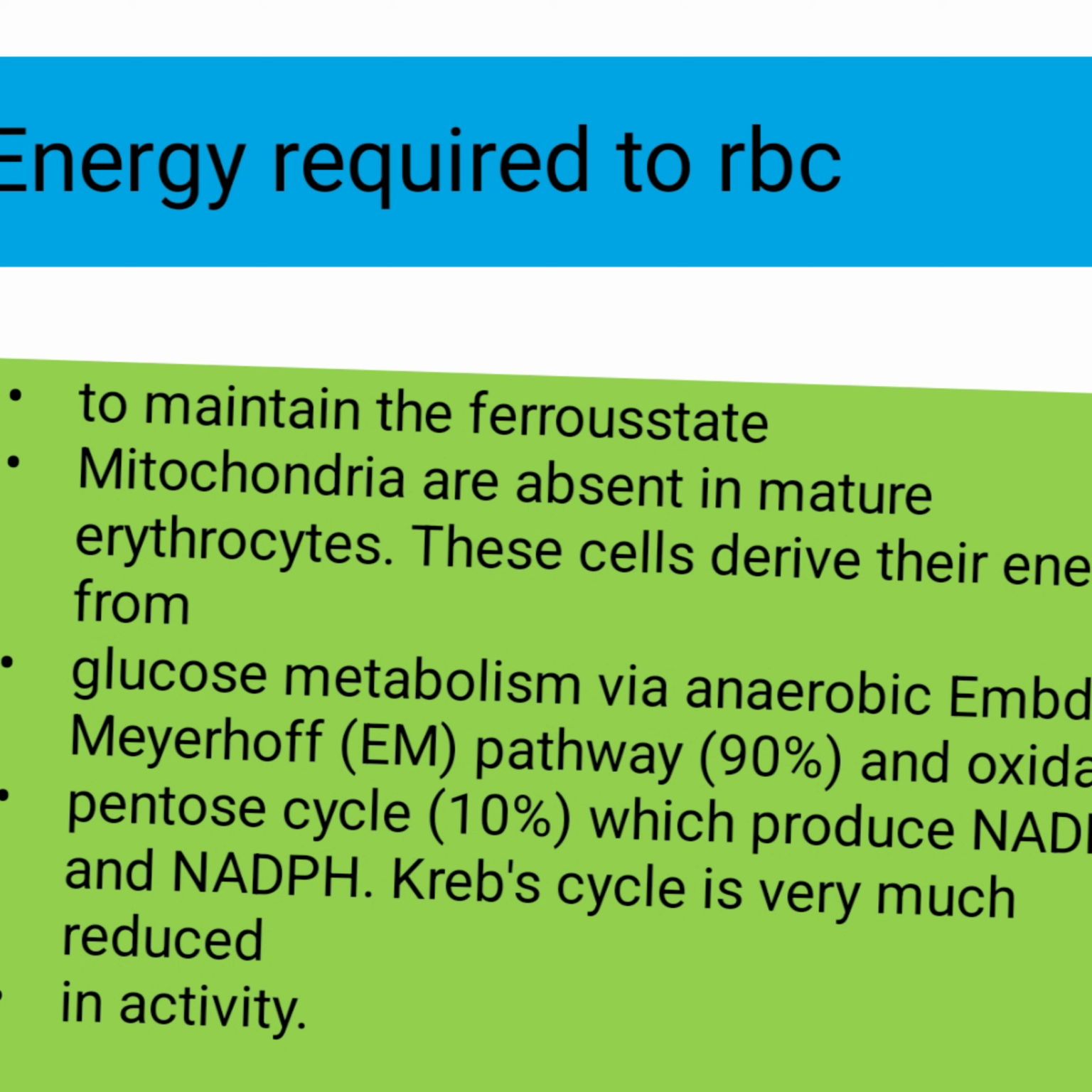Now let's see the energy required by RBC. To maintain the ferrous state, mitochondria are absent in mature erythrocytes. These cells derive energy from glucose metabolism via the anaerobic EMP pathway, and 10% of energy comes from the pentose cycle, which produces NADH and NADPH. The Krebs cycle is very much reduced in activity.